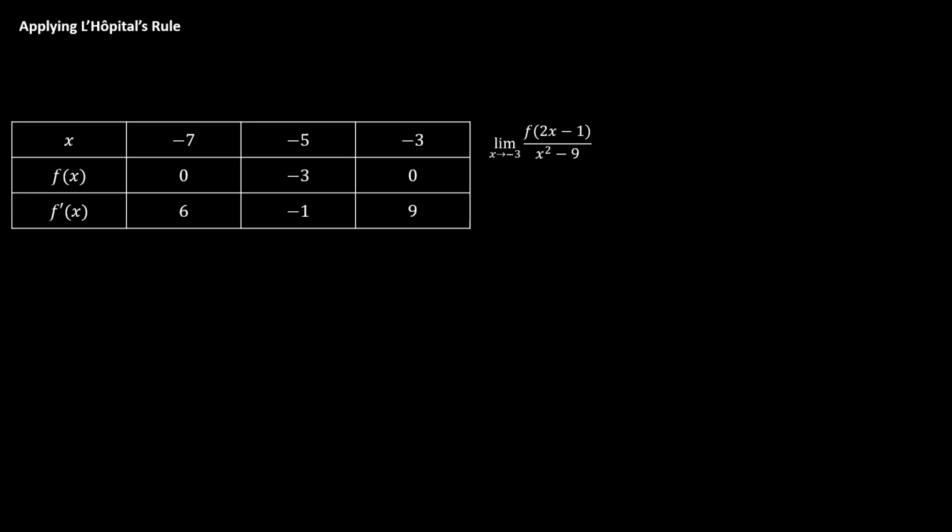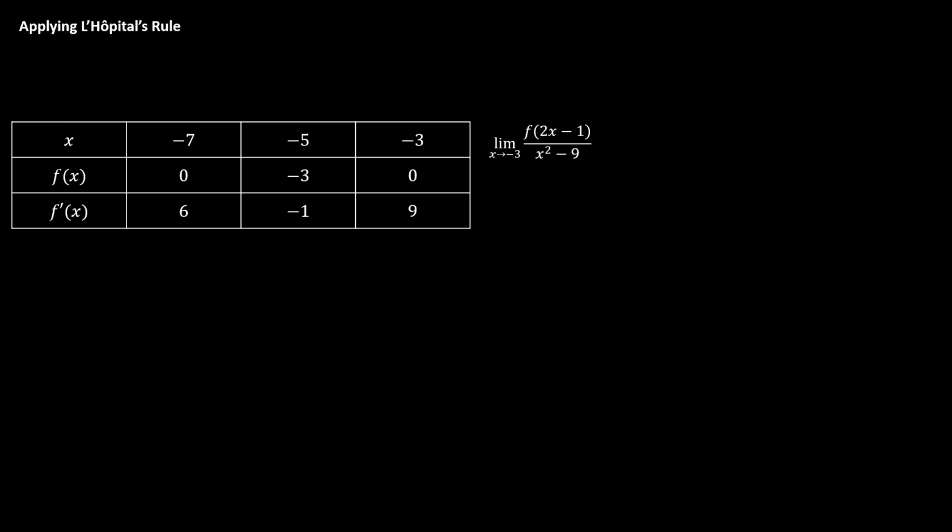Applying L'Hopital's rule when we know the definition of a function is as simple as taking derivatives. But what if you don't know the actual definition for a function and you only know some function and function's derivative values? Well, we have a table of values here. We know when x is -7, -5, -3, what the values of f and what the values of the derivative of f are. We can read those straight from the table.